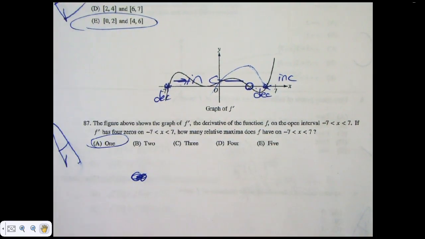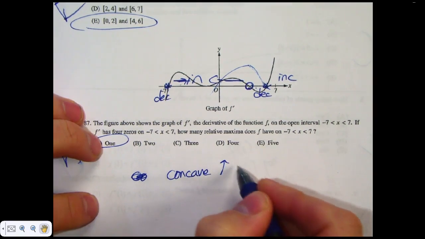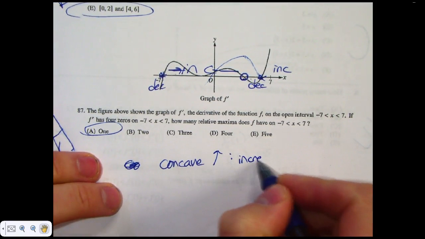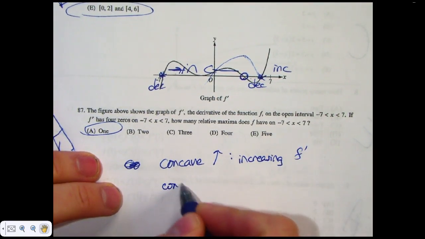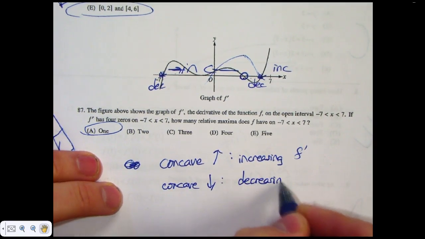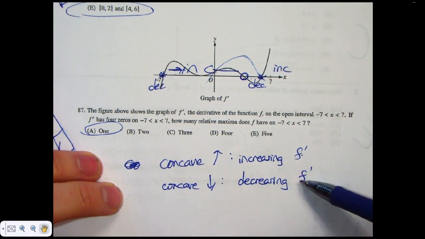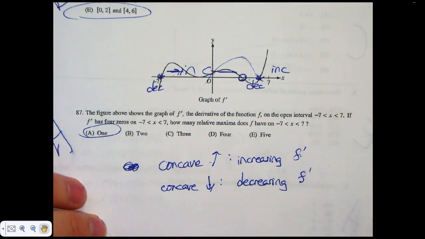Okay, what's the point of inflection? Change in concavity, right? What's concave up mean? Increasing what? Could I say increasing derivative? All right, what's concave down mean? Decreasing f prime. So if I switched from an increasing f prime to a decreasing f prime, wouldn't that be a switch from concave up to concave down? And wouldn't that be a point of inflection? Or the other way around.